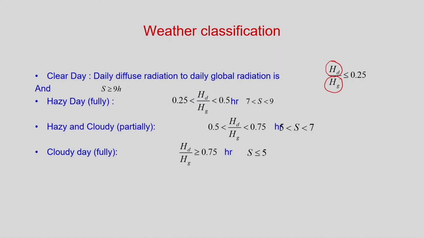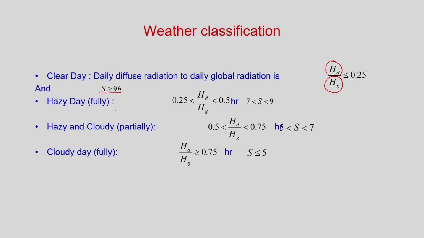No cloud is there. At the same time, we need to concentrate on the timing, and timing has to be greater than 9 hours, that is sunshine hour. Sunshine hour has to be more than 9 hours. So, under that condition we can consider the day is a clear day or cloudless sky.